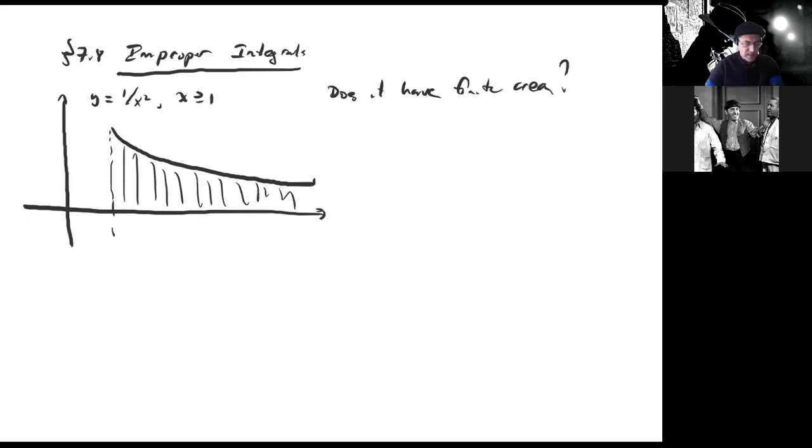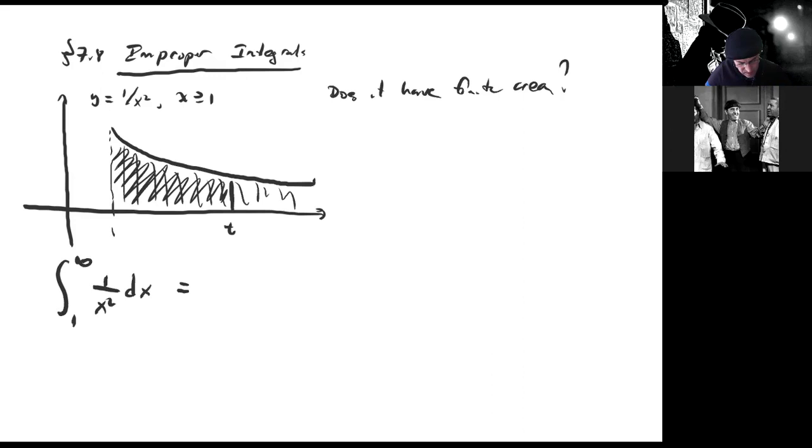Well, we can try to make sense of that in the following way. We can cut it off at some number, let's call it t, and calculate the area from 1 to t, and then let t shoot off to infinity. So let's do that. I'm going to write this symbol, I'm going to define it later, the integral from 1 to infinity of 1 over x squared dx. Think of that as the area under the curve from 1 to infinity.